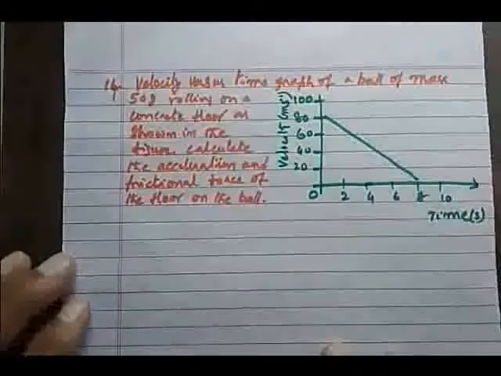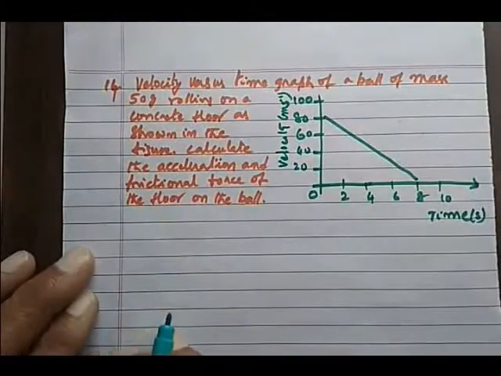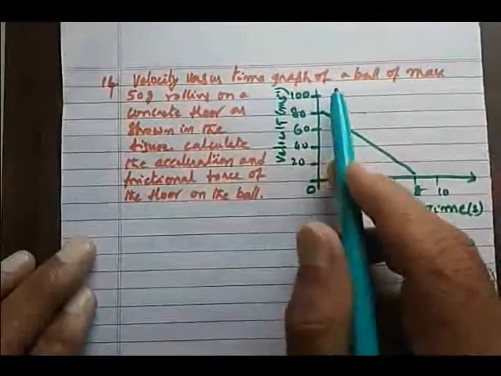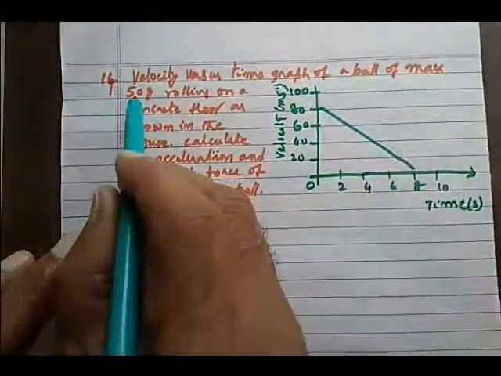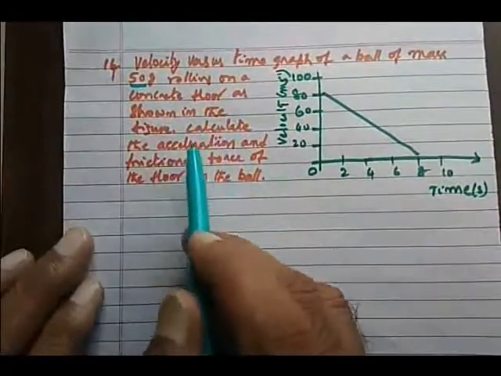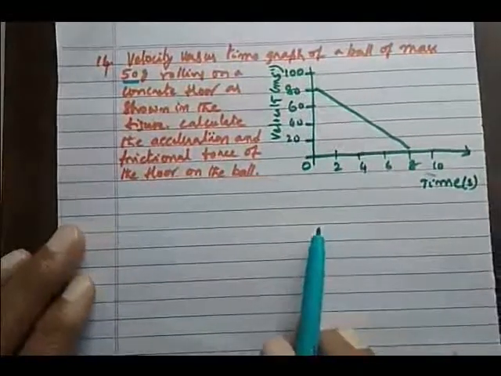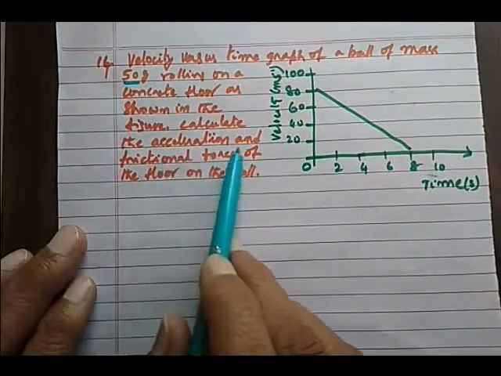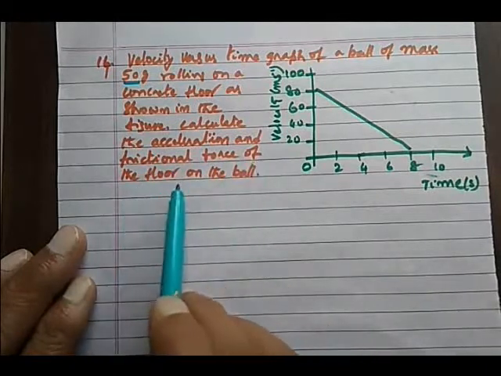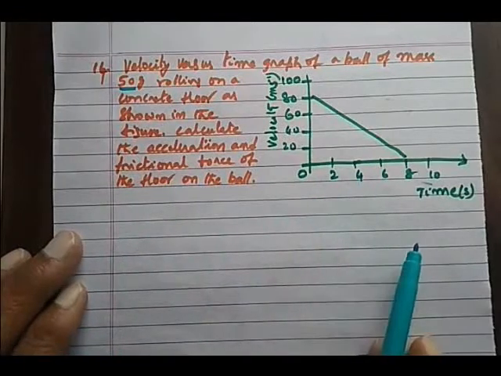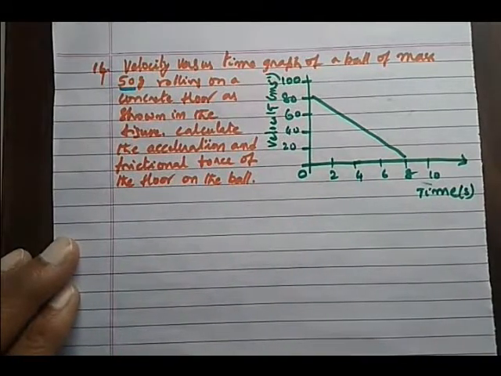Okay. Yeah. Go to the last question. 14th one. Velocity versus time graph of a ball of mass 50 grams rolling on a concrete floor as shown in the figure. This is the graph. Calculate the acceleration and frictional force of the floor on the ball. See, you have to read the values. They are not given. You have to read the values from the graph.